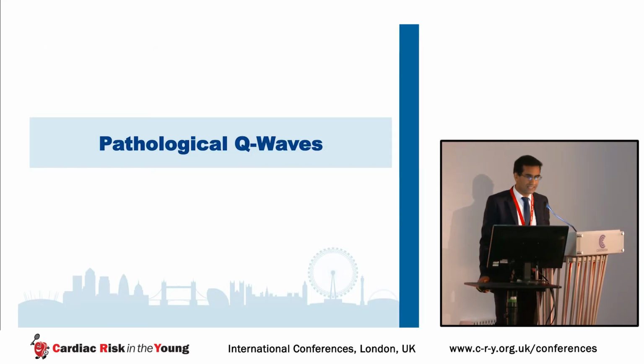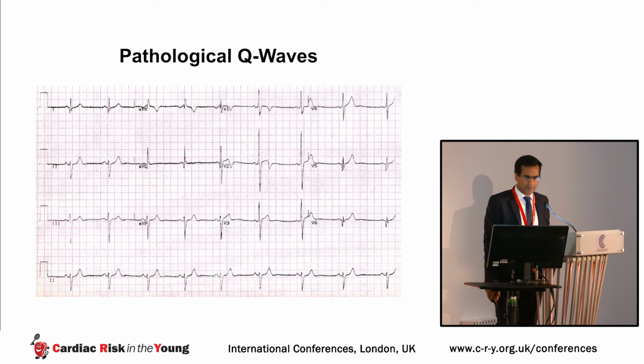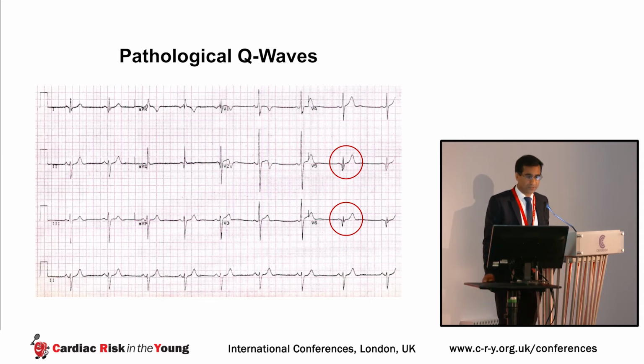Now, these can cause a little bit of confusion. In some cases, they're completely obvious. I don't think anyone would argue that this individual exhibits Q-waves in V1 and V2. But in some cases, it may be a bit more subtle. So if we look at this ECG and you concentrate on leads V5 and V6, this individual also has pathological Q-waves. So how do we define these?